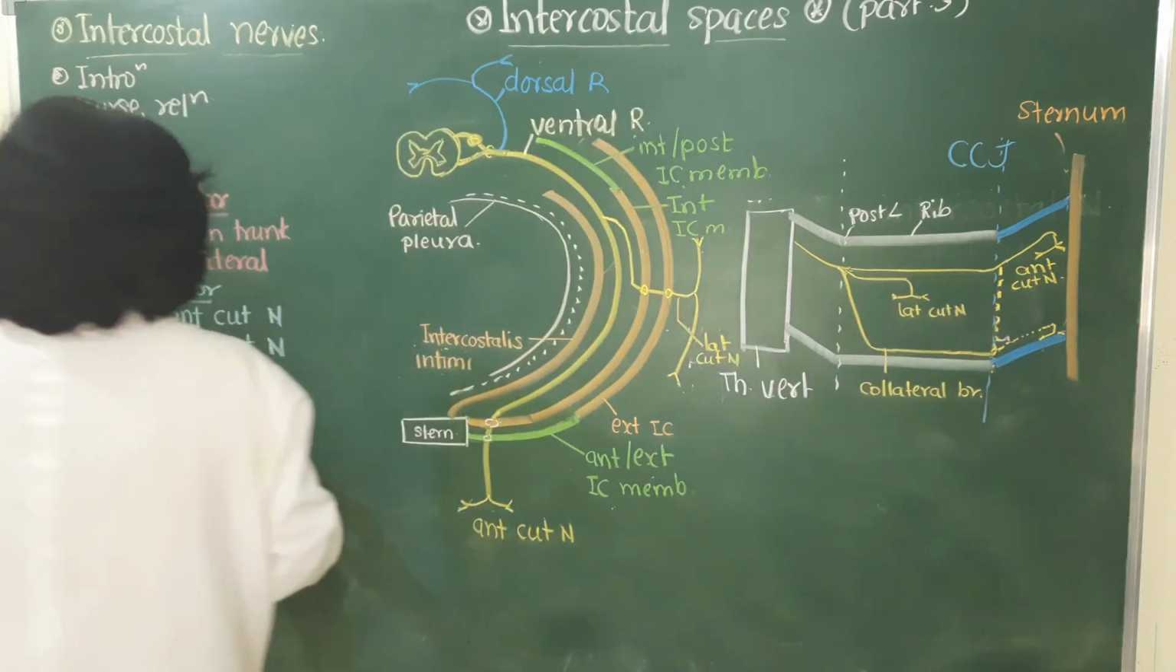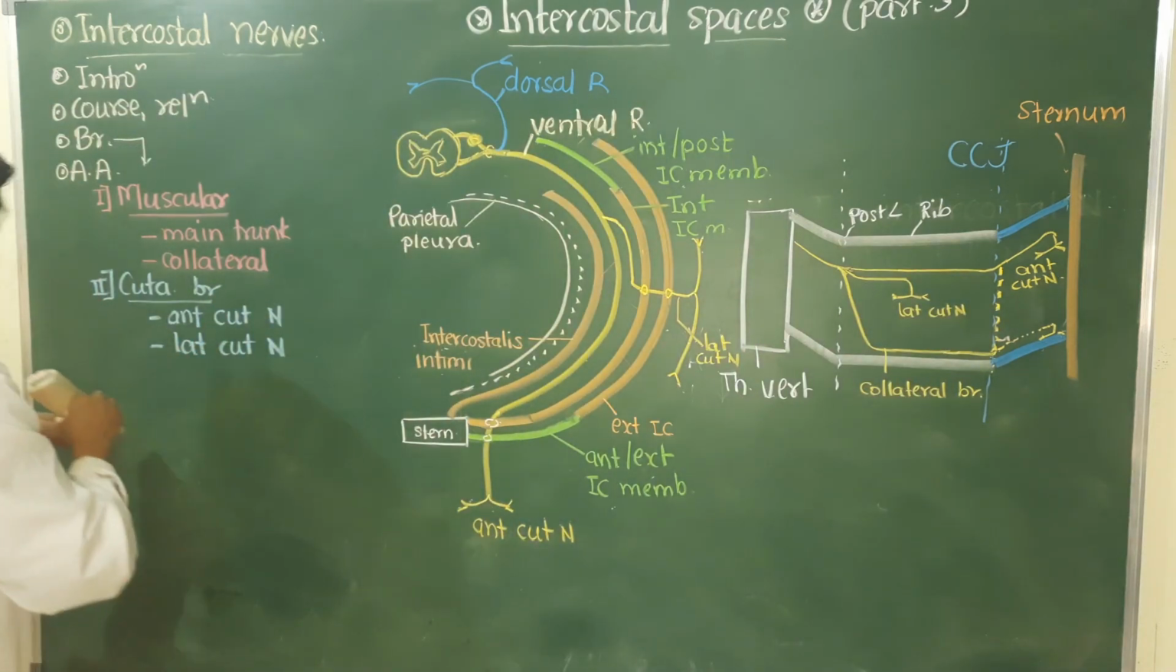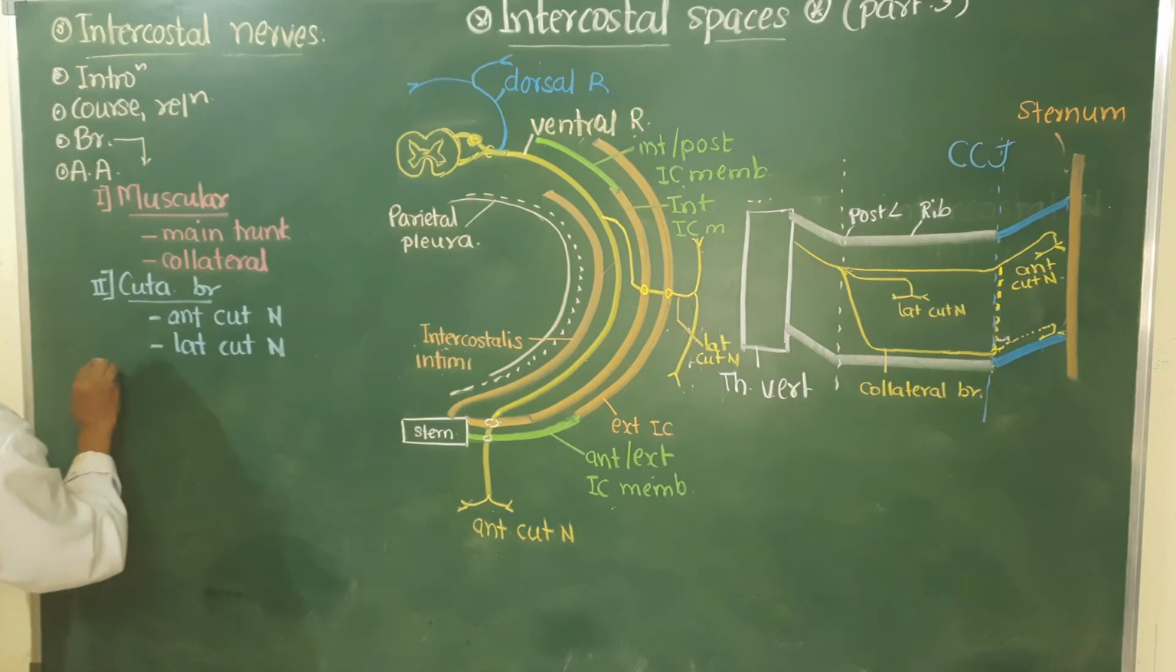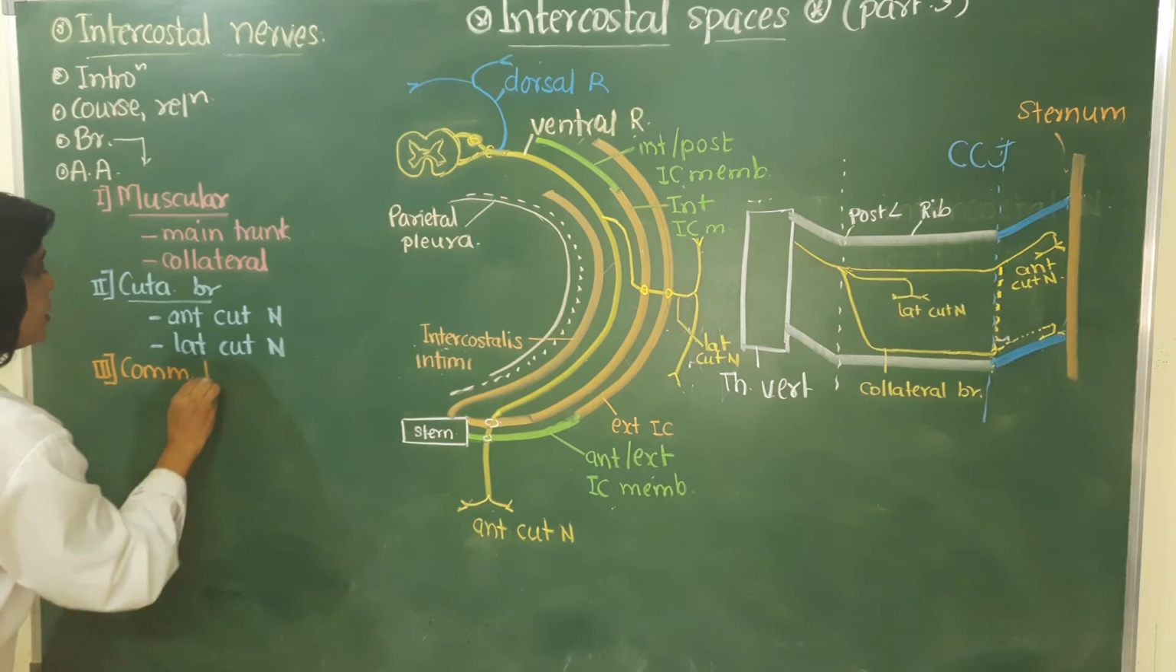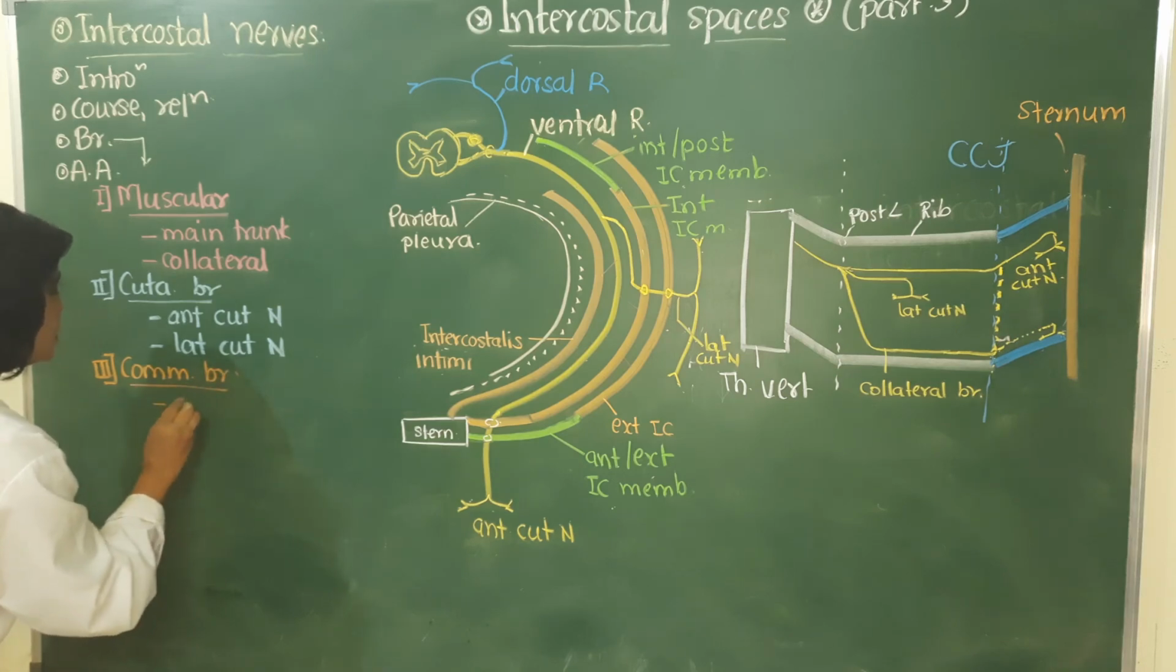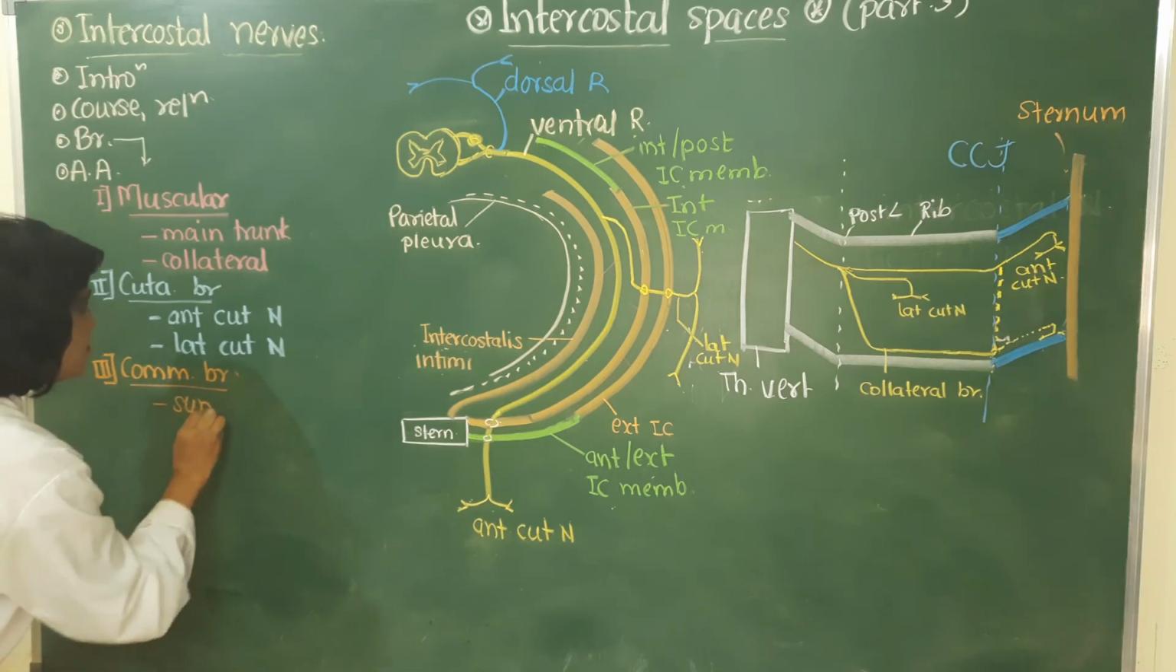So these are the two cutaneous branches, and then you will see the next set, which gives rise to the communicating branches. Communicating branches again we will divide into two sets. Communicating branches to the sympathetic chain.